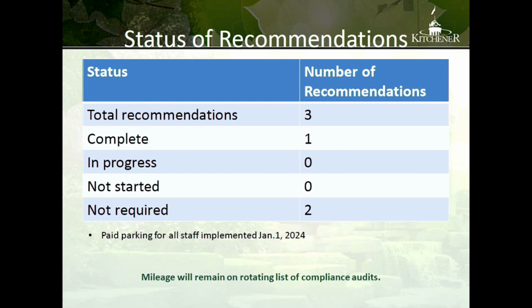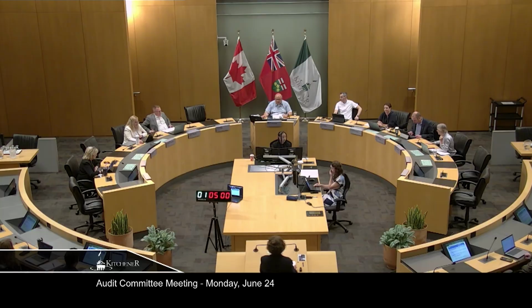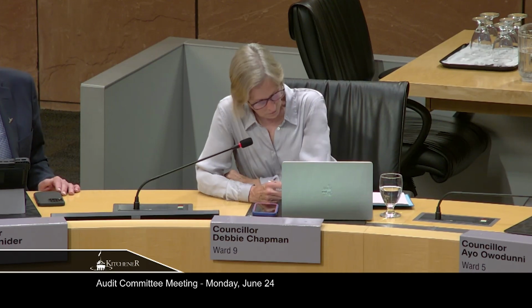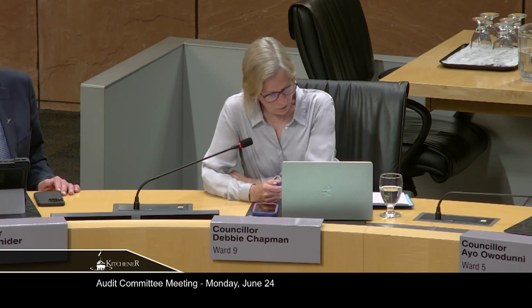Does anyone have any questions on this one? Any questions? There are. Councillor Chapman. Yeah, thank you. It's somewhat removed from what your report provides, but I was wondering if the city has implemented alternatives to parking, like bus tickets or GRT, Grand River Transit passes or something to encourage staff to use other means of transportation.